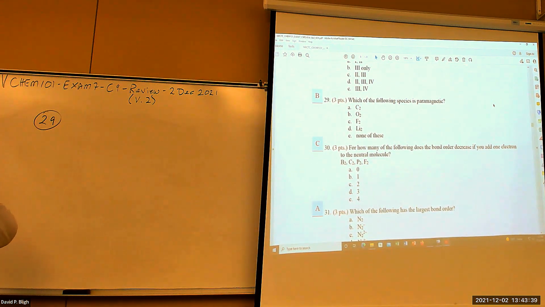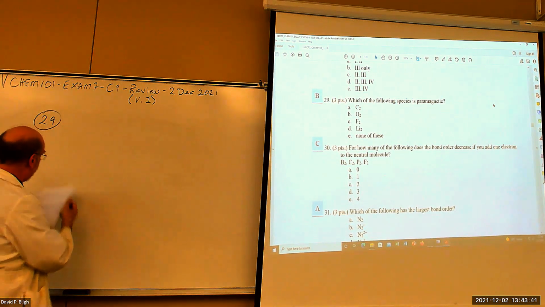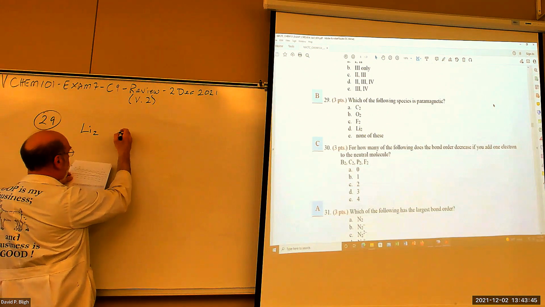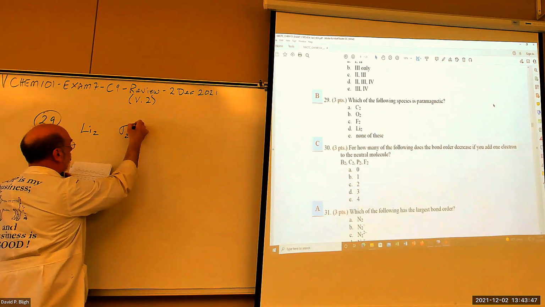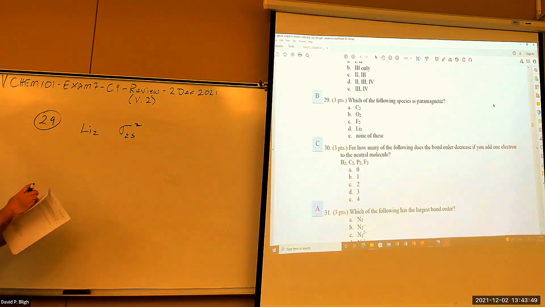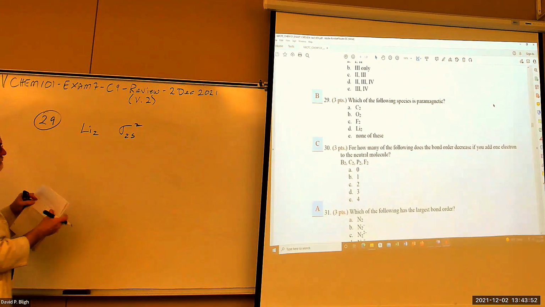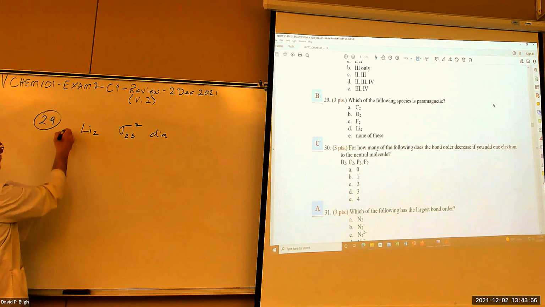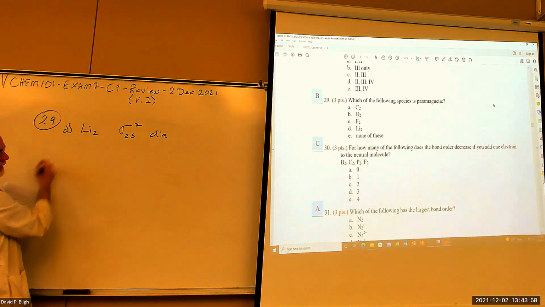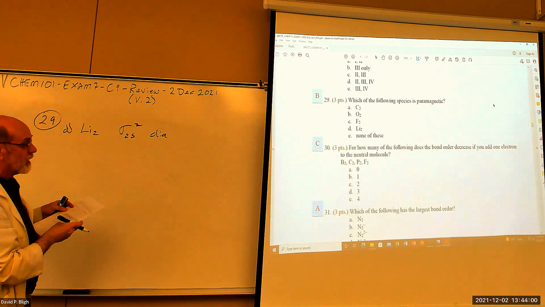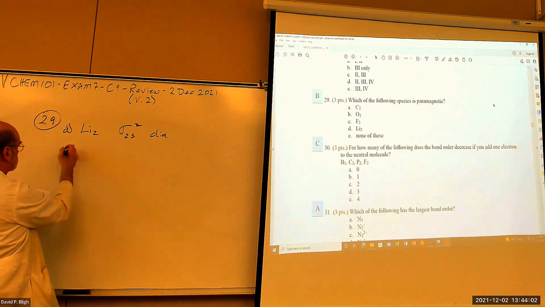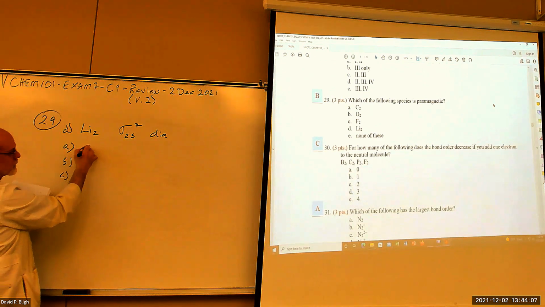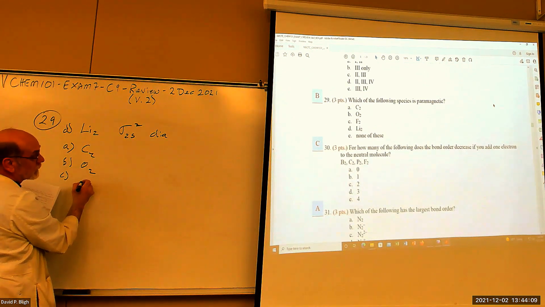So you just take, there we go, sigma 2s squared. All right. That's diamagnetic. Those are paired. This one's diamagnetic. I'm doing them out of order, right? Then the others are right here in your choices A, B, C. This one, and this one.